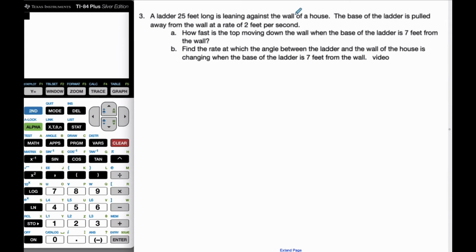Okay, in this video here, we're going to continue our study of related rates. And this time we have a ladder that's 25 feet long leaning against the wall of a house. So if here's my house, what's happening is I have a ladder here. And this ladder is 25 feet long.